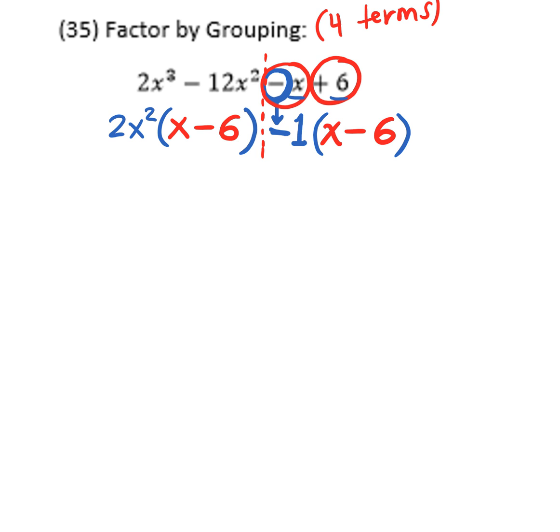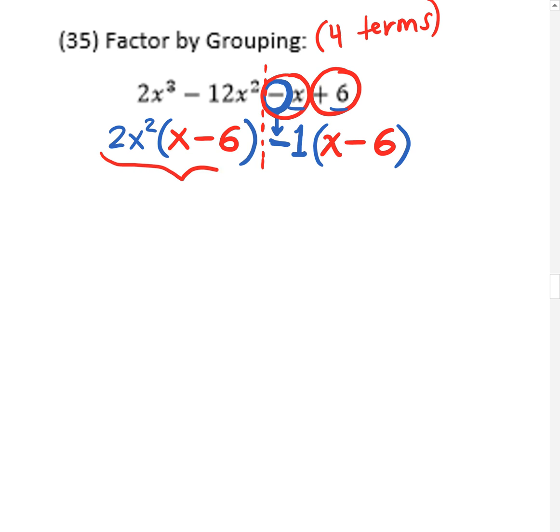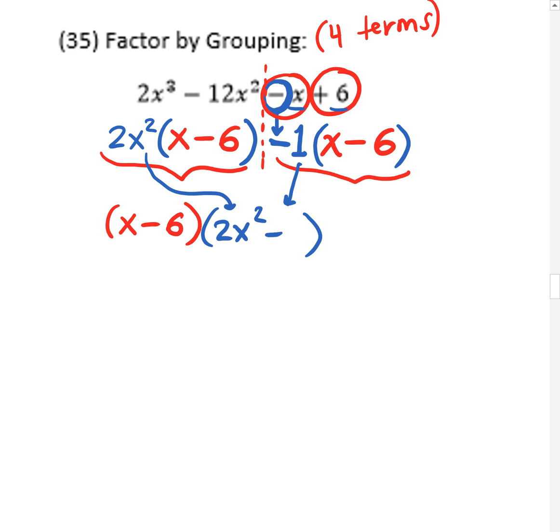Okay, now you're thinking of this left thing as one big term, and the right thing as one big term. And what's their greatest common factor, or what do they have in common? Well, they have that x minus 6 in parentheses in common. So that's their greatest common factor. And then the leftovers go in the second parentheses, this 2x squared, and then this minus 1.